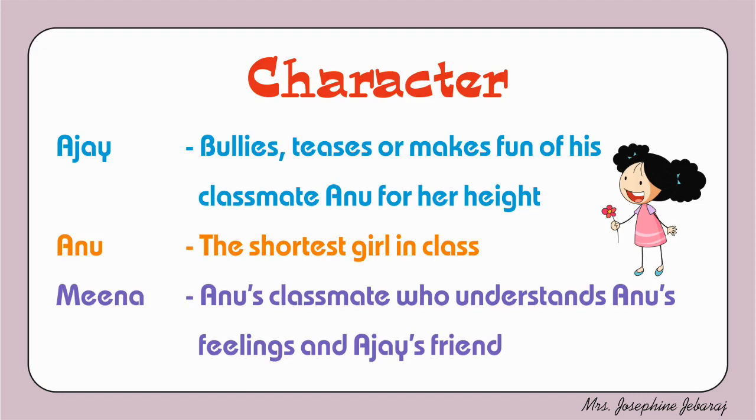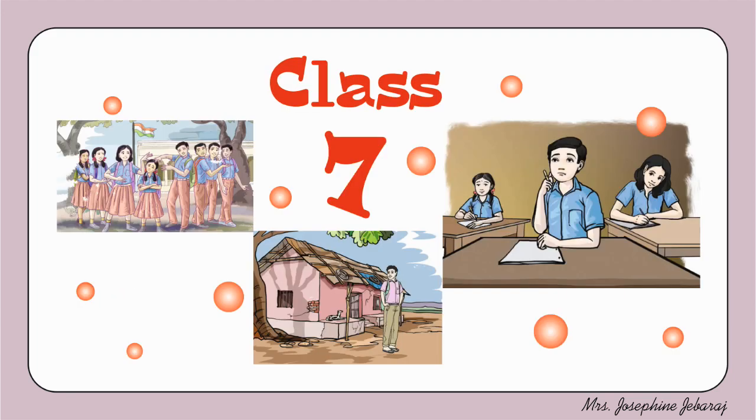Ajay bullies, teases or makes fun of his classmate Anu for her height. He hurts her by keeping a nickname or by patting on her head often. Anu feels very hurt and sad, but she remains silent and never says anything. Meena, Anu's classmate, knows that Anu feels hurt when Ajay teases her, but she doesn't speak because she doesn't want to upset her friend Ajay. Ajay also knows that Anu is upset or not happy about his behavior.